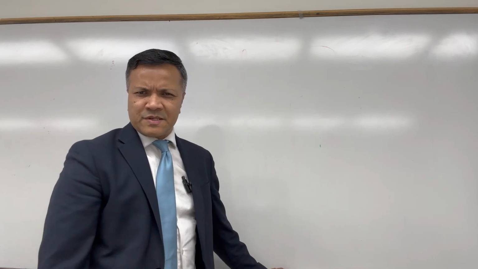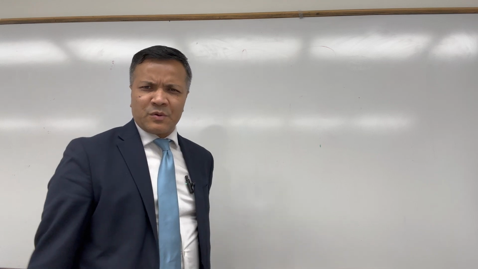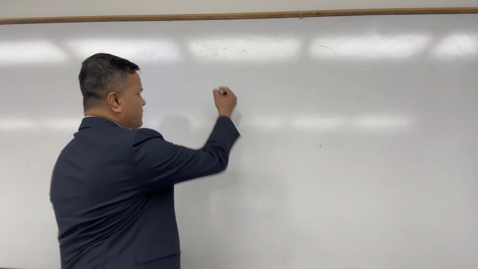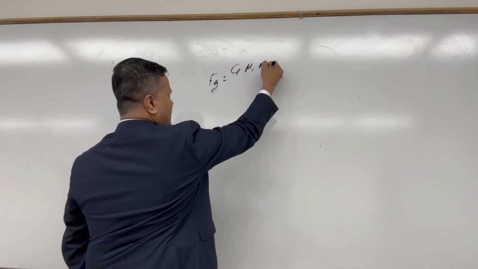Going to review exam number 6, which you will take tomorrow. Topic number 1, Newton's universal law of gravity. Fg is equal to G m1 m2 over r square.